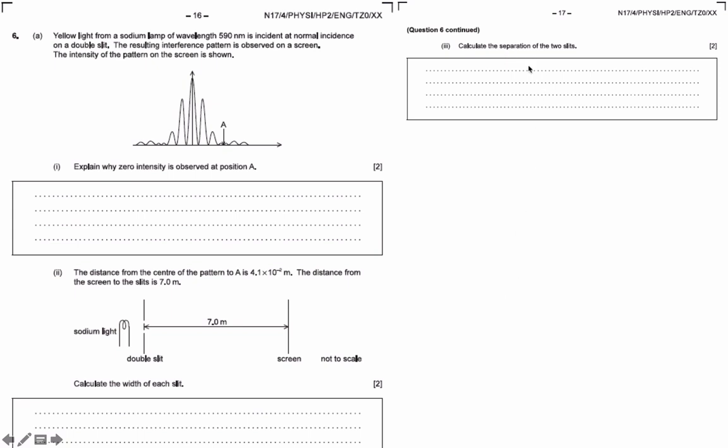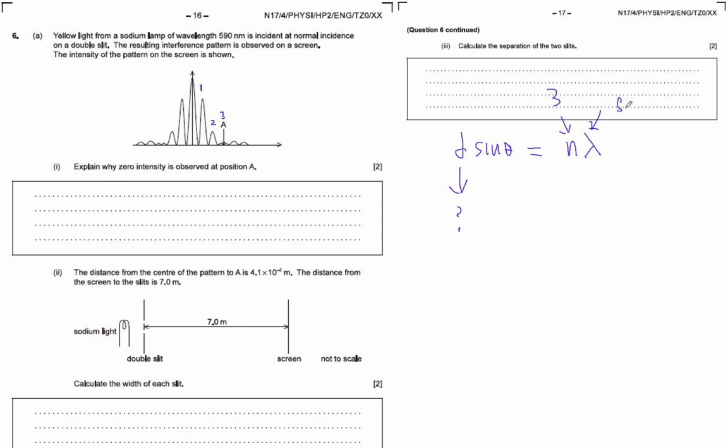Then they say calculate the separation of the two slits. In the whole scheme of things, we're solving for this d. So d sine theta is equal to n lambda. We're trying to solve for this d. Now, I think that we are at point A, we are at 1, 2. I think that's right where the third brightest spot would be. So I think n is 3.